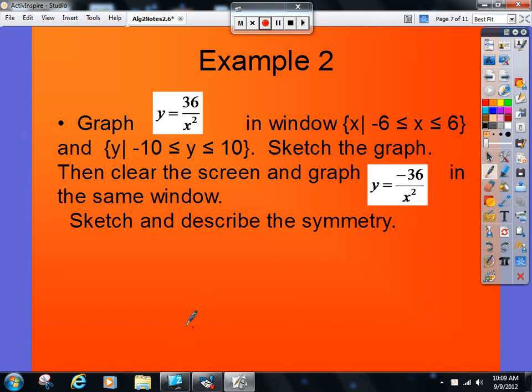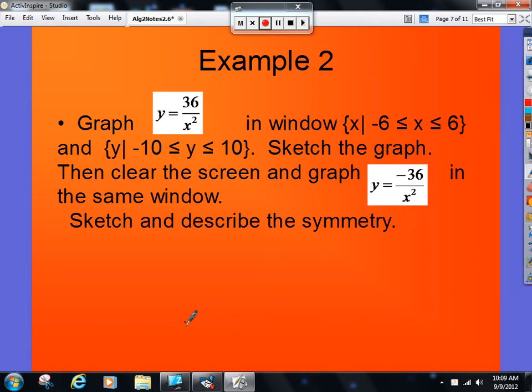Okay, here's example 2. Graph y equals 36 over x squared in this window, negative 6 to 6. So everyone get your graphing calculators out and go ahead and do that. Why don't you sketch the graph and see what it looks like. And we're going to describe the symmetry.